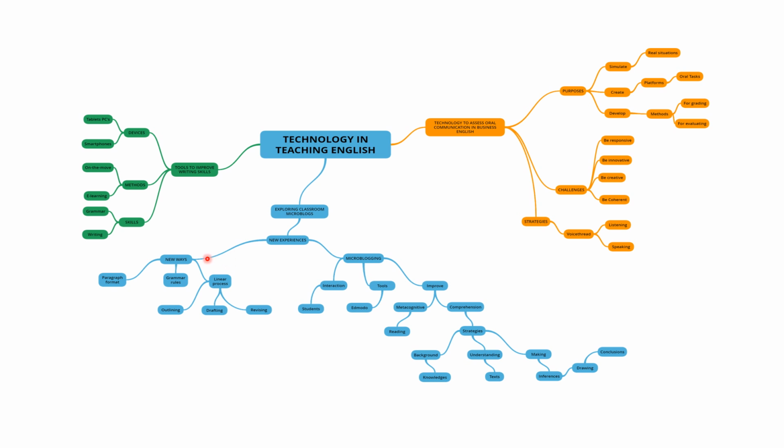In this case, we are going to watch new ways of improving our English, for example, paragraph format, grammar rules, and the linear process. In this linear process, we are going to watch three little processes: outlining, drafting, and revising. Okay, this can carry us to microblogging.